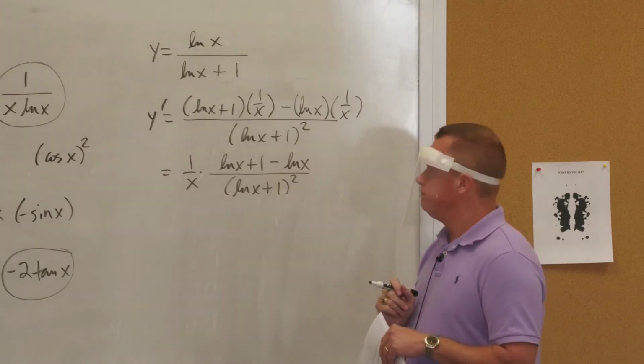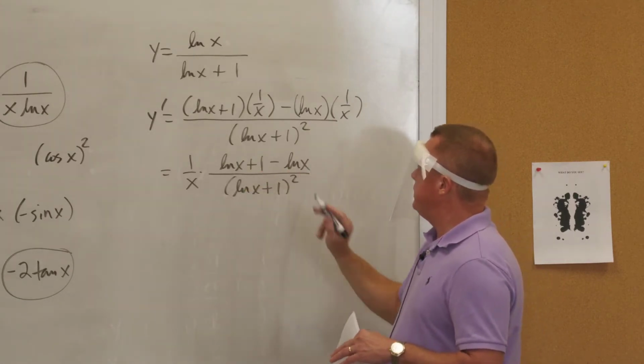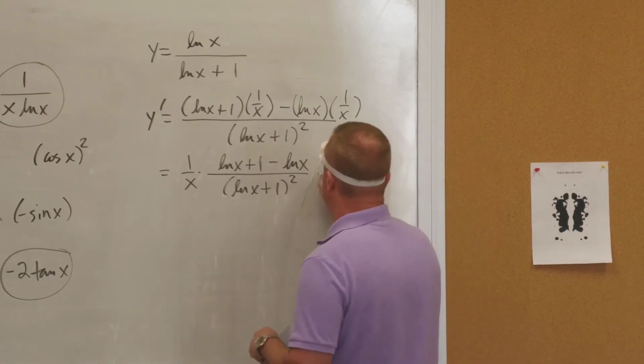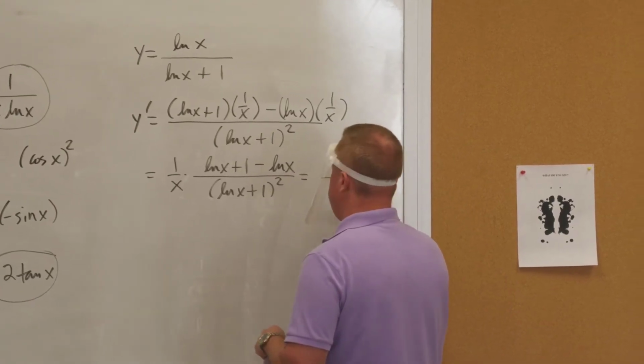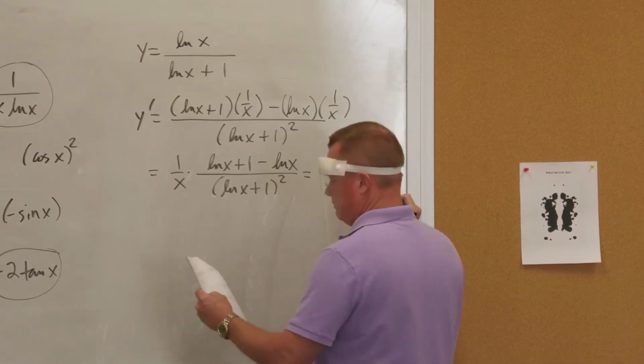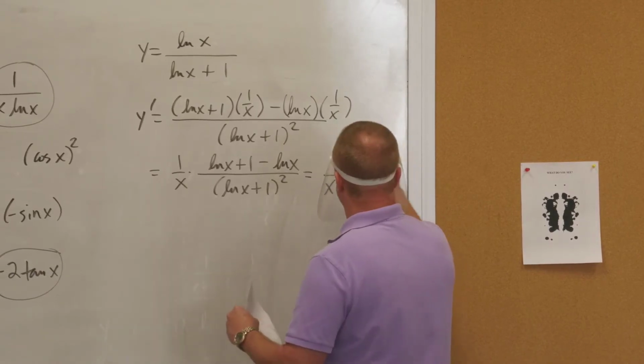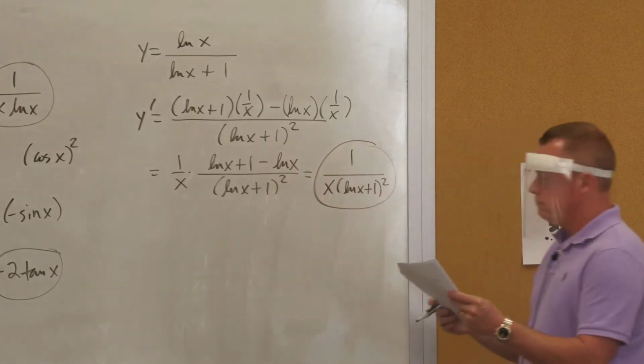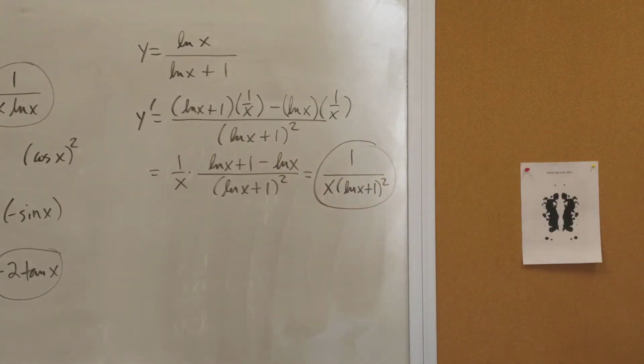So, and now the ln of x minus ln of x, that goes away. So our final answer is 1 over x times ln of x plus 1 squared. Okay? All right, so any questions about that?